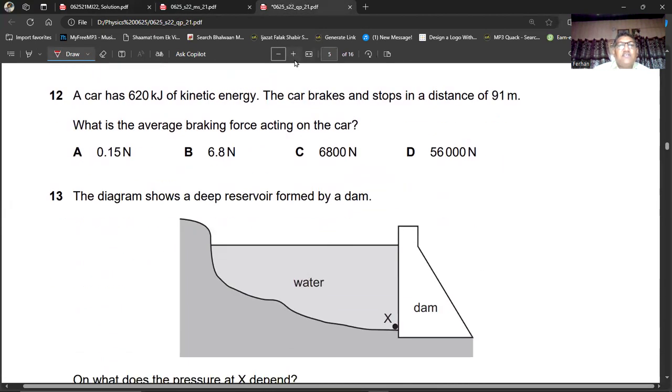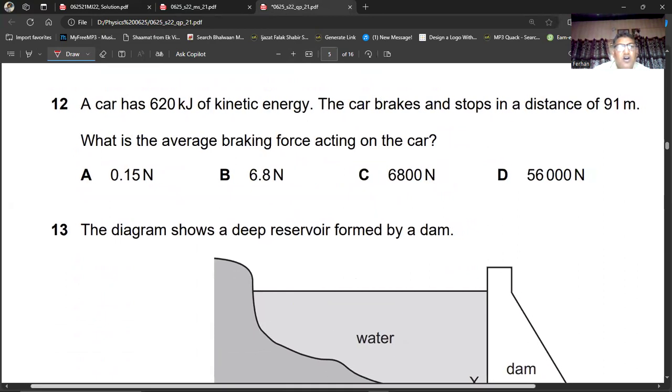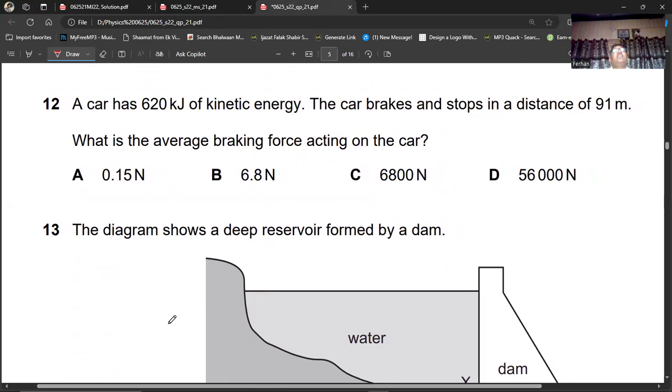Question number 12 is coming up on your screen. It says a car has a kinetic energy of 620 kilojoules. The car brakes and stops in a distance of 91 meters. What is the average braking force acting on the car? You see, the idea is very simple. The work done is the frictional force multiplied by the distance moved under that frictional force by the body, and the work done is also equal to the change in the kinetic energy.